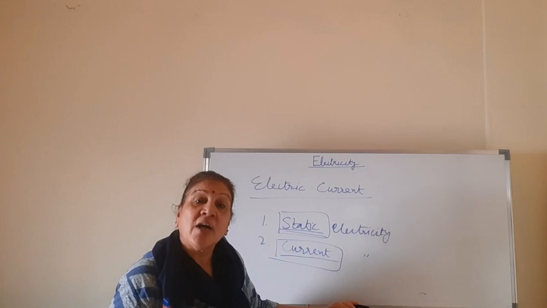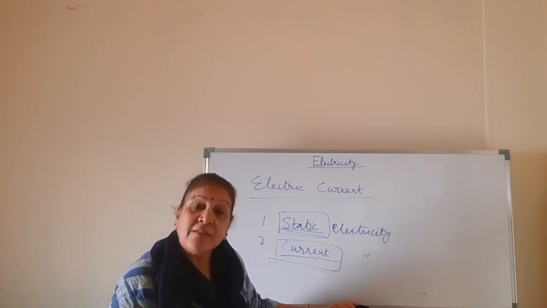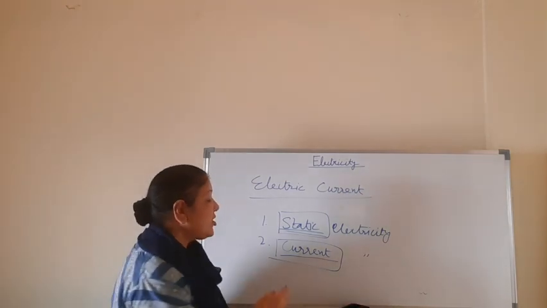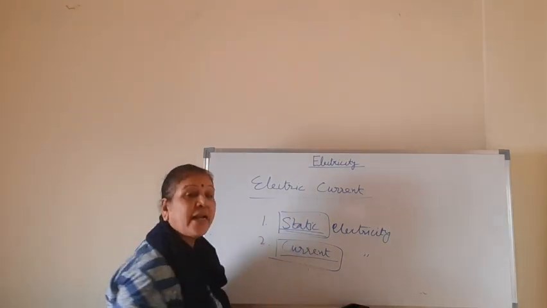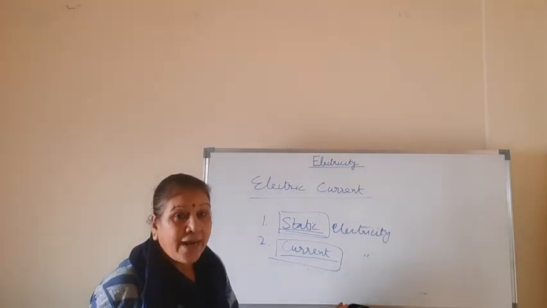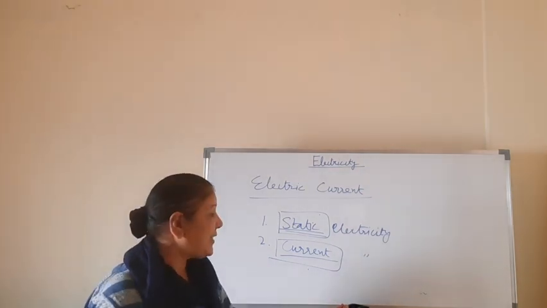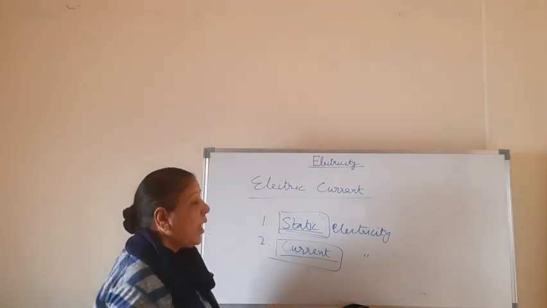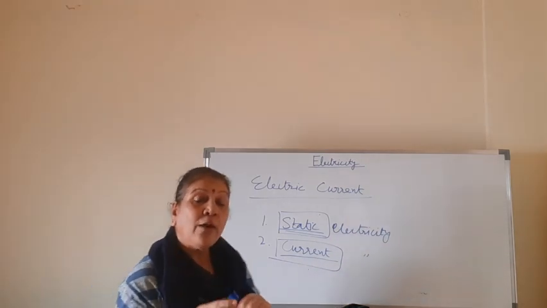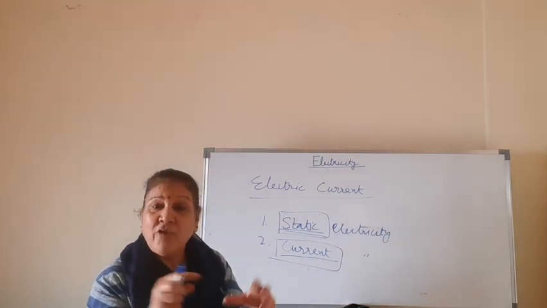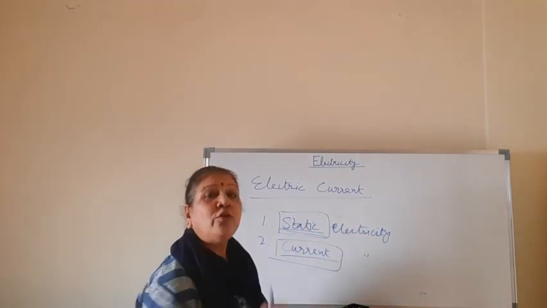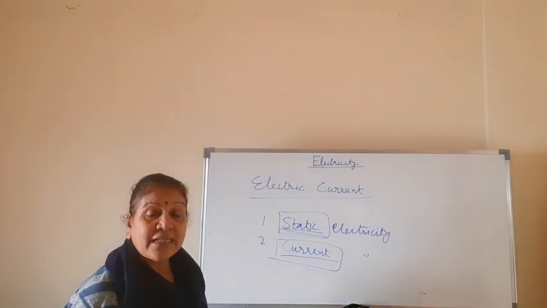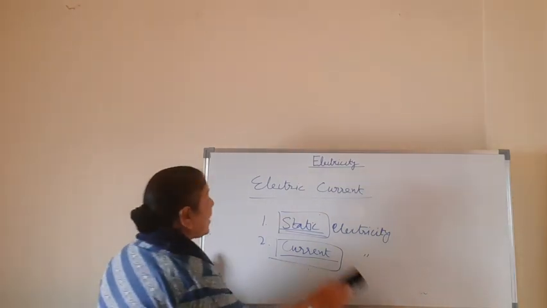Current electricity is when the charges are moving, where electric current is flowing, like the electric current that comes into our houses. Here the charges move, whereas in static electricity the charges are at rest. If you have an inflated balloon and rub it against a dry surface, you can stick it to the wall. That is also an example of static electricity, where the charges are not moving.